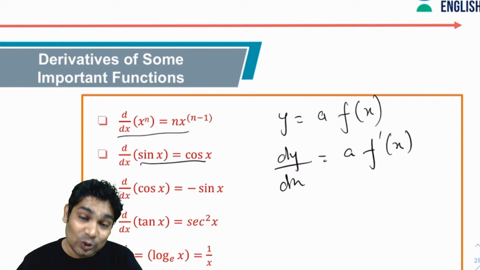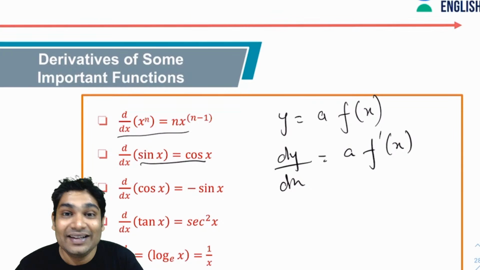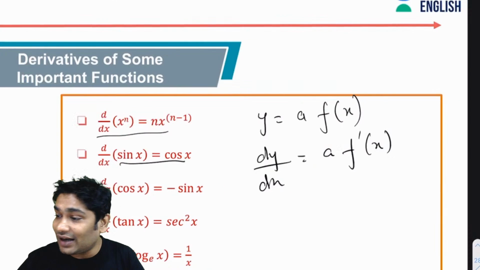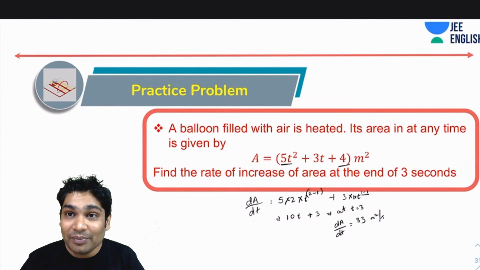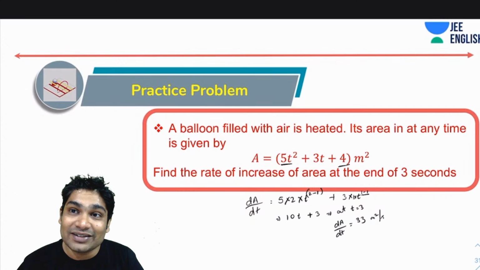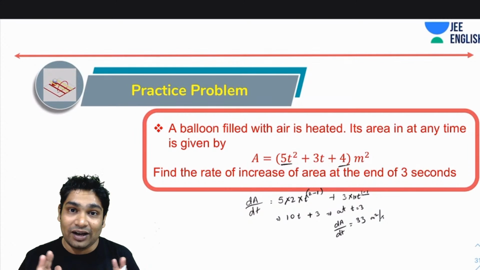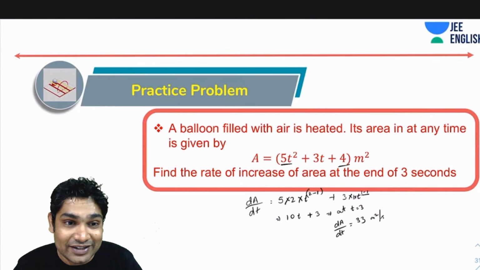Then there are other rules which will help you differentiate even more complicated functions. Those rules are called chain rule, product rule, and quotient rule. But I think I will start the discussion about those rules tomorrow only, because I don't want to start it right now and then leave it in the middle. I want to use my time to have that discussion, and I don't want to finish that in a hurry.